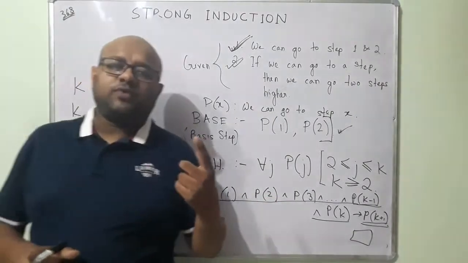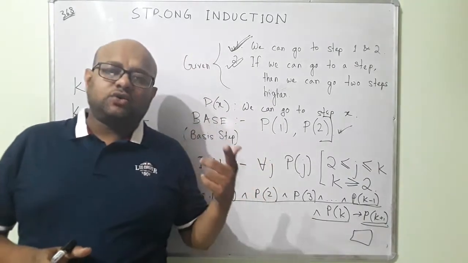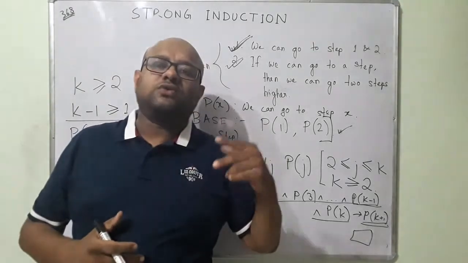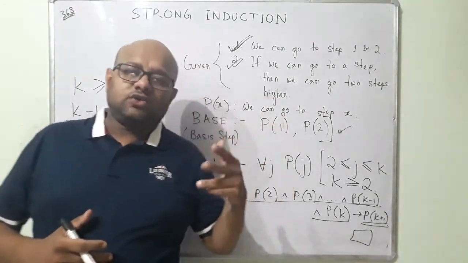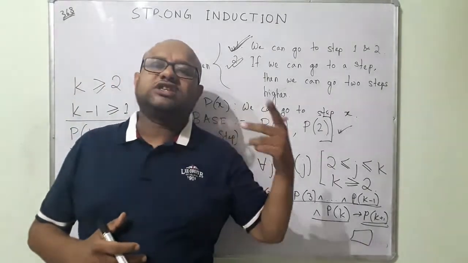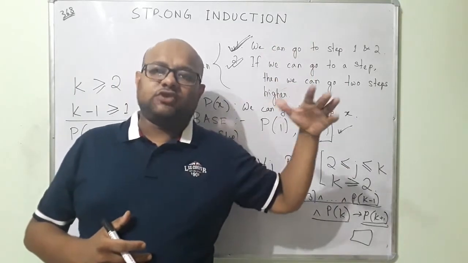I can go to step 1 and I can go to step 2. Since I can go to step 1, I can go to step 2 steps higher, that is step 3. Since I can go to step 2, I can go to step 4. Since I can go to step 3, I can go to step 5. Since I can go to step 4, I can go to step 6. So this is how I know that I can go to any step on this ladder.